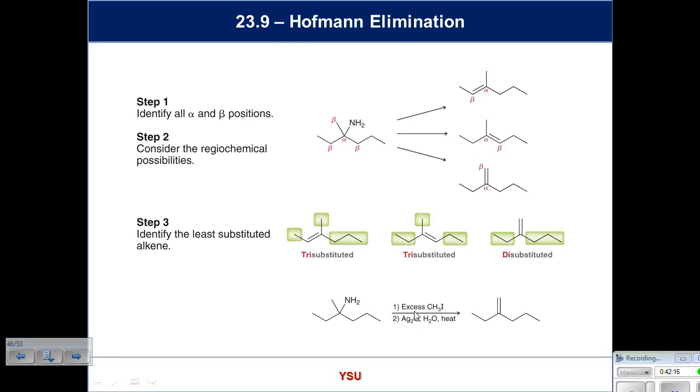So conditions down there, just to finish off, it's some sort of amine, alkylate it, and then heat it with the silver, and away you go, you get the Hofmann outcome. It's the opposite of the Zaitsev.